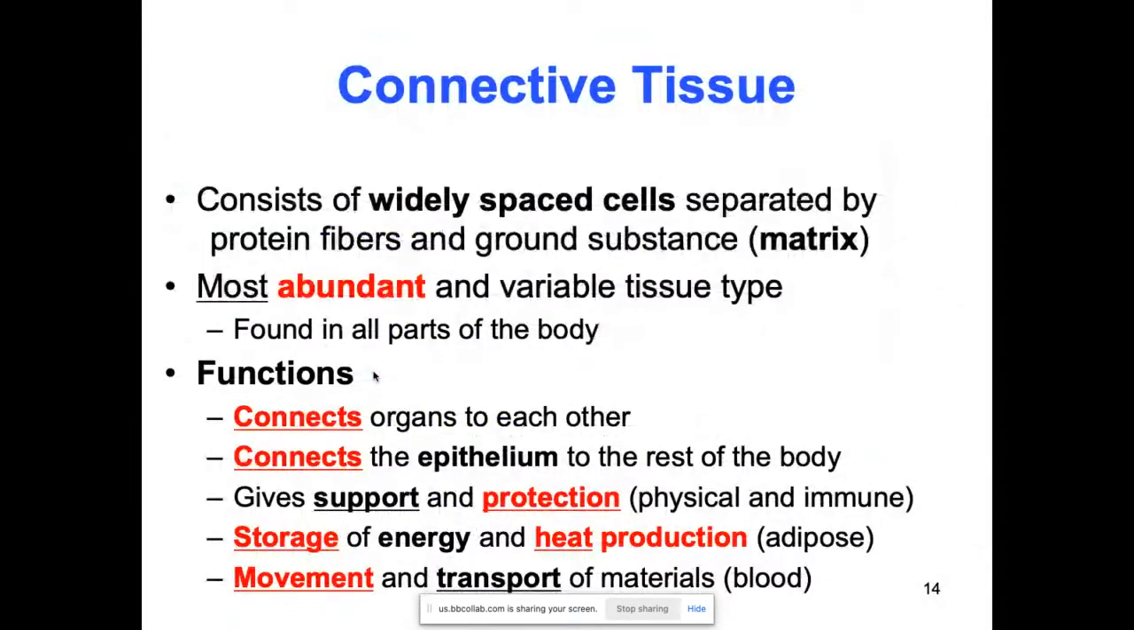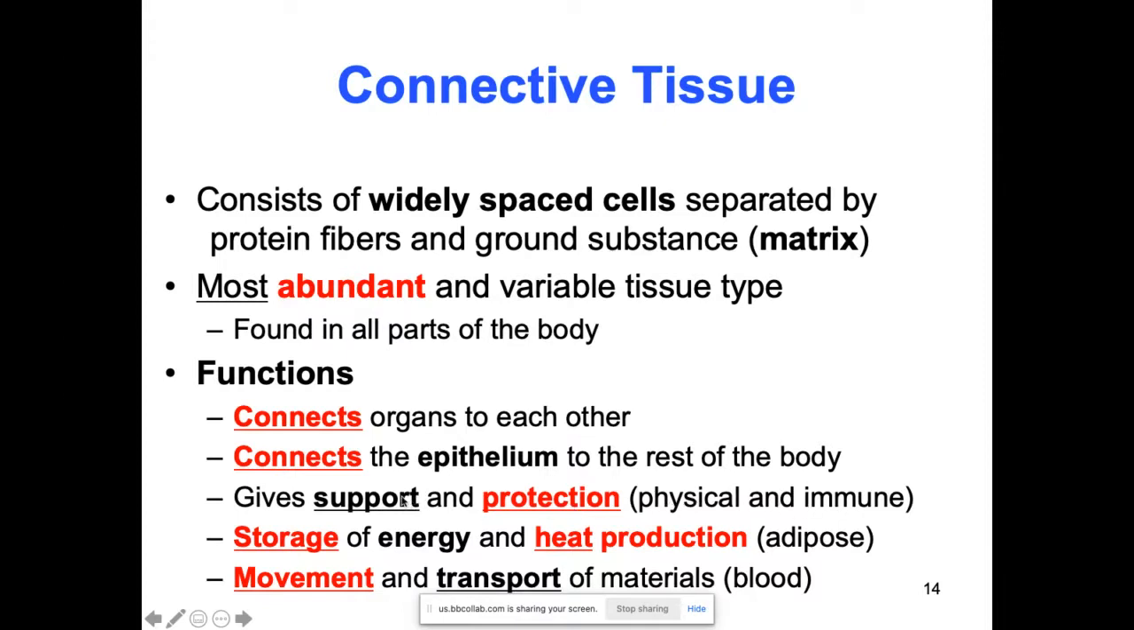When we look at connective tissue, it's the opposite. Here we are seeing some cells, but lots of extracellular matrix. And it's the most abundant and variable type of tissue that's found in the body. It's going to connect organs to each other. It can even connect to the epithelium. Okay? Connective tissue is used for support and protection.